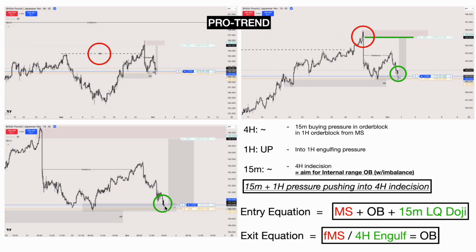And we see a small buying pressure entry here, and that pushed into that 1 hour pressure. So we see 15-minute plus 1 hour pressure pushing into 4 hour indecision. And our next take profit target is this order block from above where this imbalance is. So it's going to test that and then continue checking the range before it actually breaks out of this range. We've got 15-minute plus 1 hour pressure pushing into that 4 hour indecision. But we have that market shift pushing up, that's why our incentive is bullish. Aim for the internal range order block with imbalance, okay?